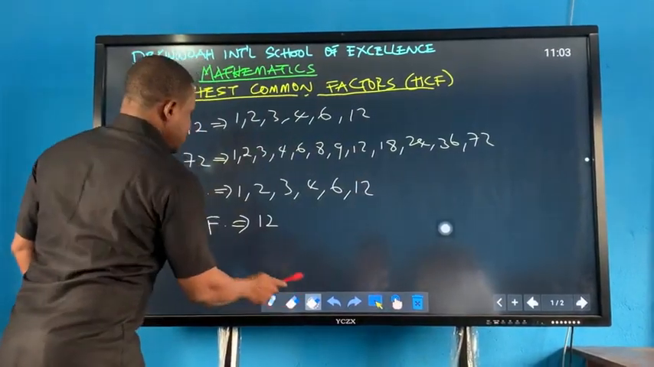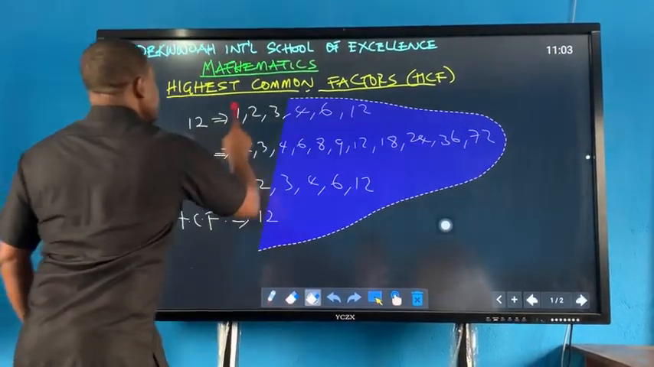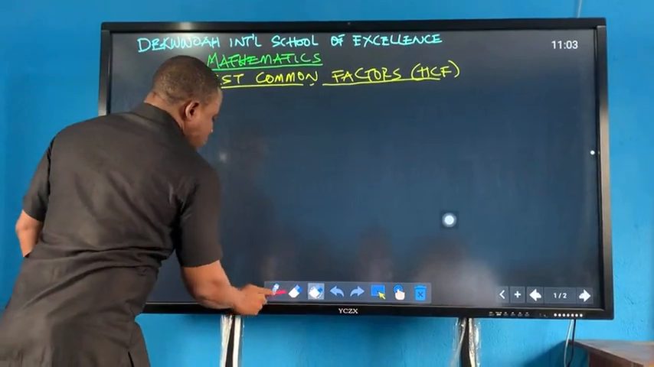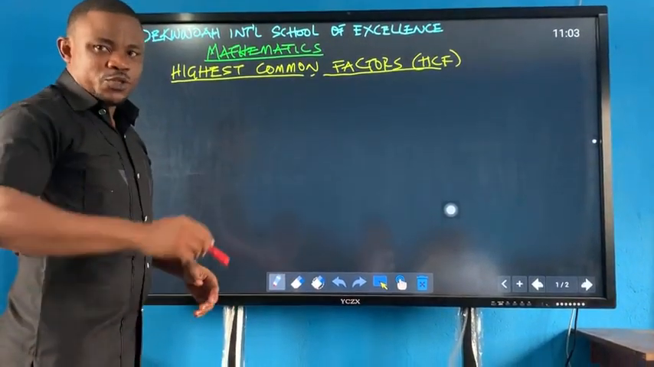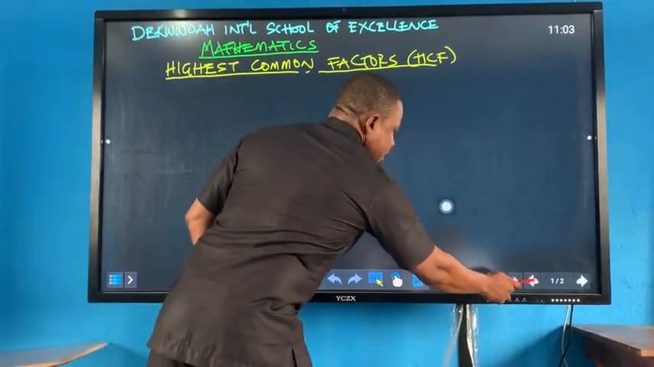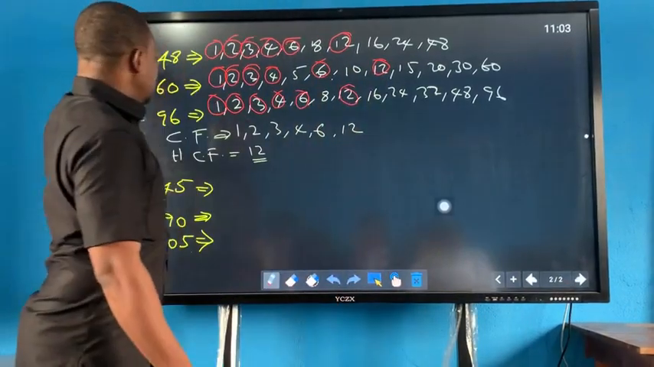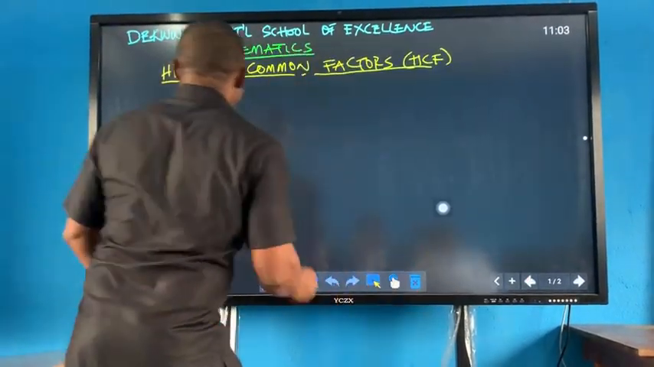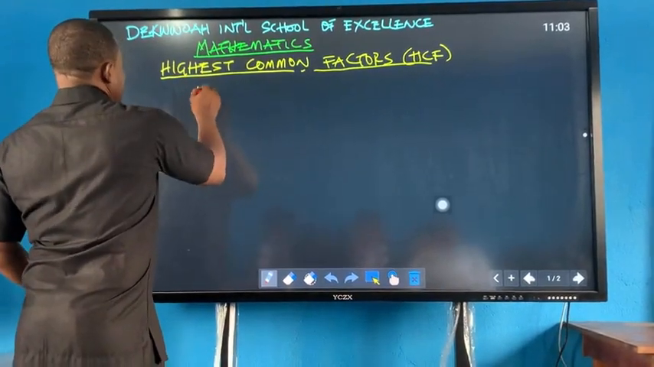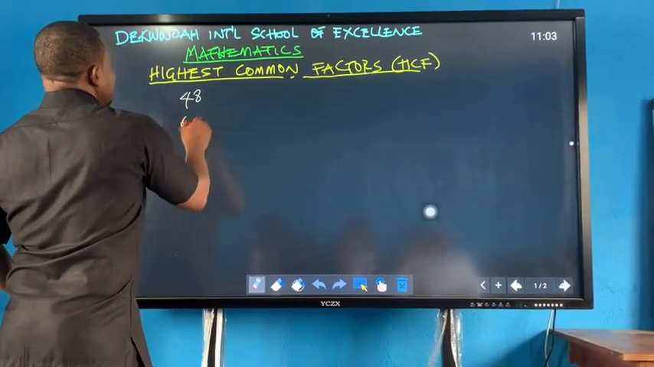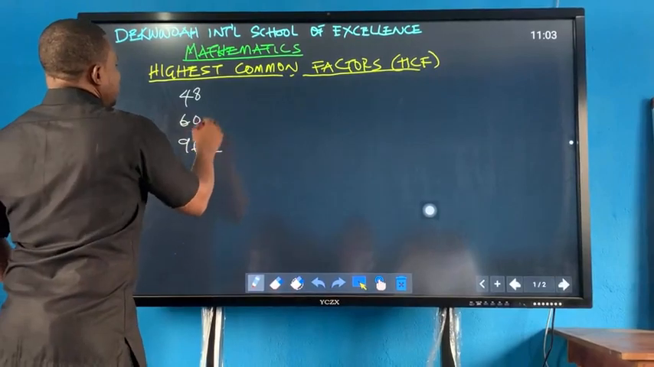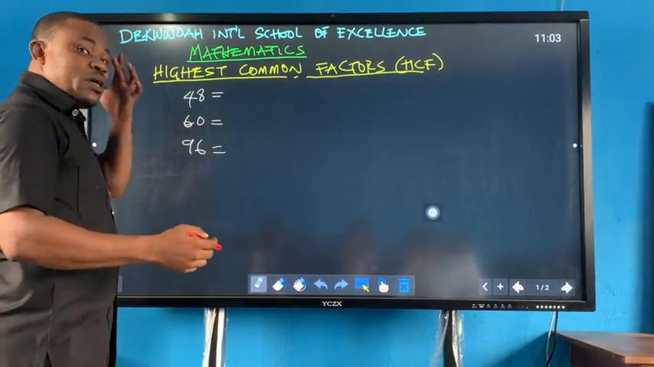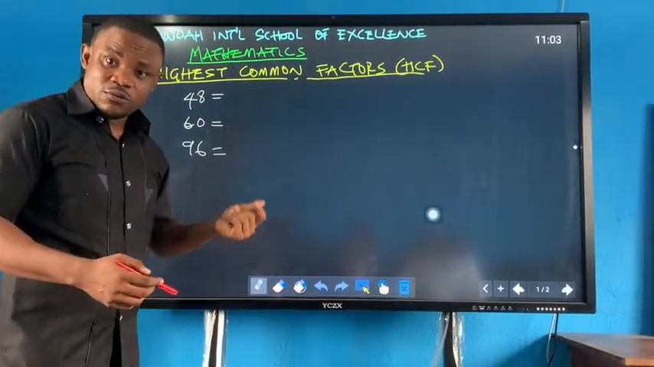Let's go back here. Let's do the same thing we just did now. Get the numbers again. We have 48, 60, and 96, right? So I'm coming back to do 48, 60, and 96. We have learned how to express numbers as product of prime factors before now, right?